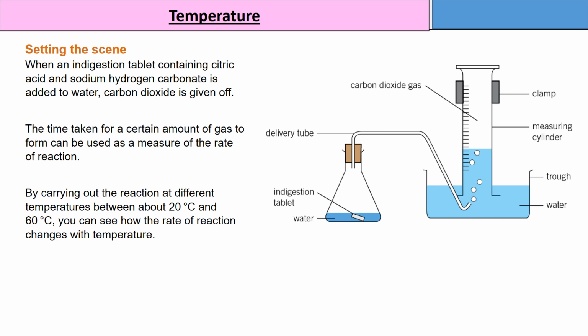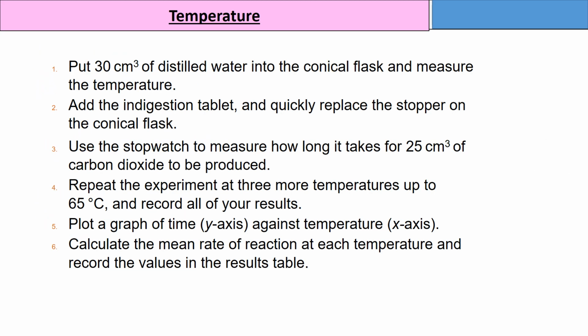So our independent variable is going to be the temperature. Our dependent variable is going to be the rate of reaction. Our control variables are on the slide. So if we look here, we're putting in 30 centimeters cubed of distilled water, so that's one control variable. We're going to use the same indigestion tablets, so they have the same surface area and the same mass. We're not crushing one and not crushing the other. That's a different experiment. We're looking at the temperature of the water.